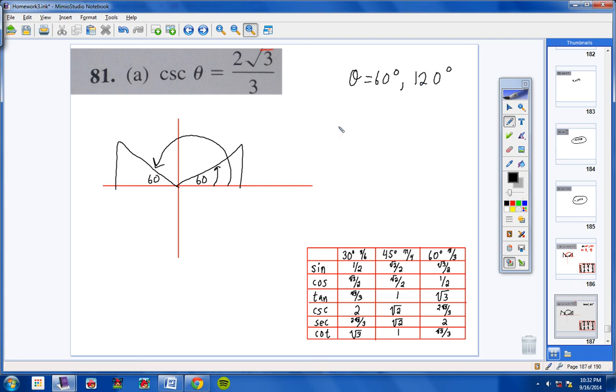Now, if you convert those over to radians, 60, of course, is pi over 3. And if you convert 120 degrees over to radians, you'll get 2 pi over 3 radians. Okay? Moving on to number 83.